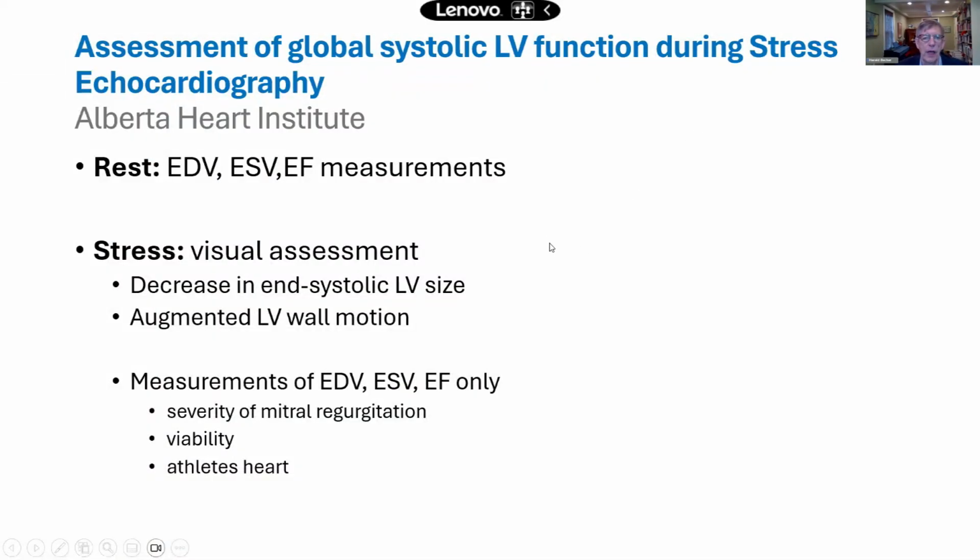Just one last word about assessment of global systolic function. That is certainly something you can do. You can do it at every stage of the stress echo. But personally, I think this is a waste of time. We only do it at rest. And during stress, we are only performing a visual assessment, as I said: decrease in end systolic LV size and augmented LV wall motion, and put it in the report. And only when we have patients for assessment not of coronary disease but of severity of mitral regurgitation, where a smaller change in the ejection fraction is relevant, then we would measure the ejection fraction at each stage and put it in the report. And same for viability and Aslet's heart. But viability is now a rare indication for us.